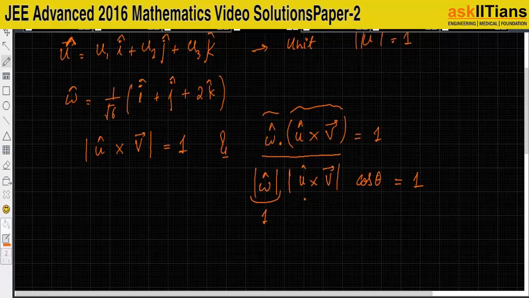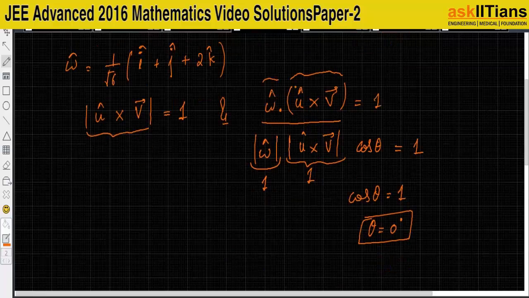And what will be the magnitude of u cap cross v? This quantity is also 1. It's given in the question. See here it's given. So from here I'll get cos theta equal to 1. If cos theta is 1, that means theta will be 0 degrees. That means the directions of these two vectors are the same. Okay, u cap cross v and w cap, the directions are the same.